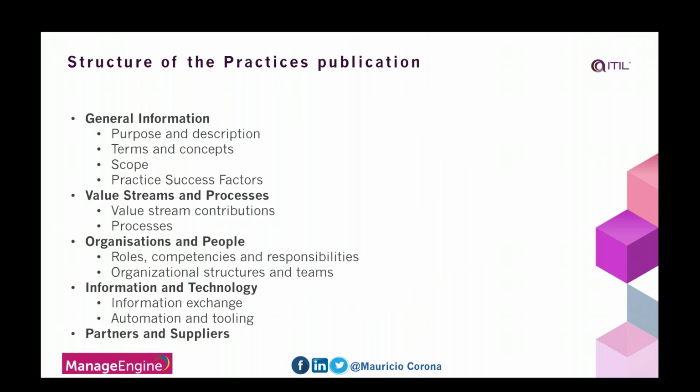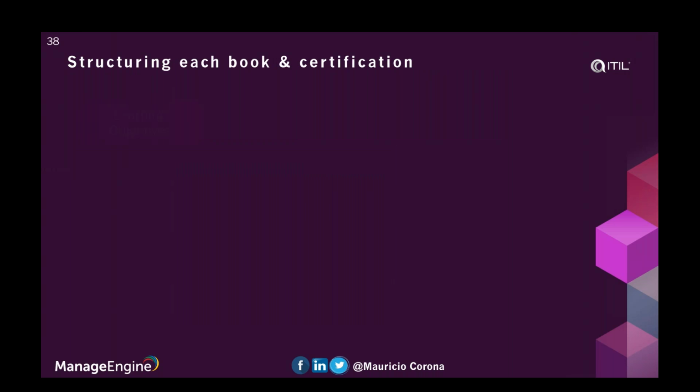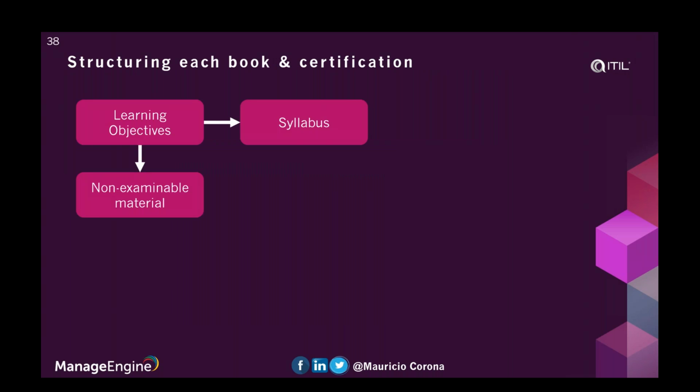The structure of the practices and publication is the same on every single book, and you're going to find this structure: general information, value streams, organizations and people, information and technology, partners and suppliers. So of course we go to drill down to the 4 domains, and this is how the certification module looks. So every single book on the certification has learning objectives, syllabus, non-examinable material, table of contents.